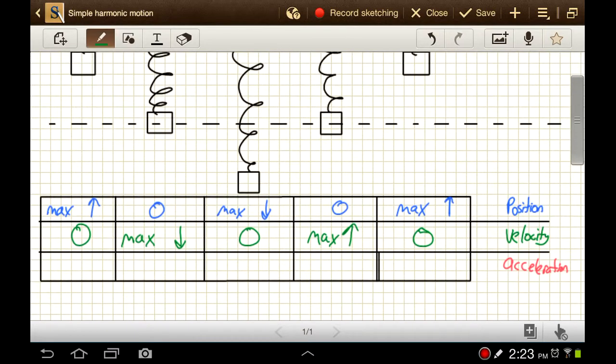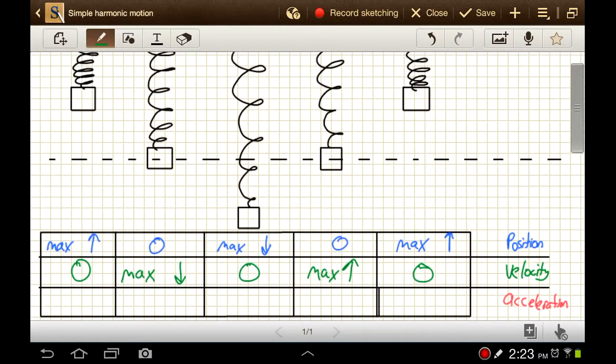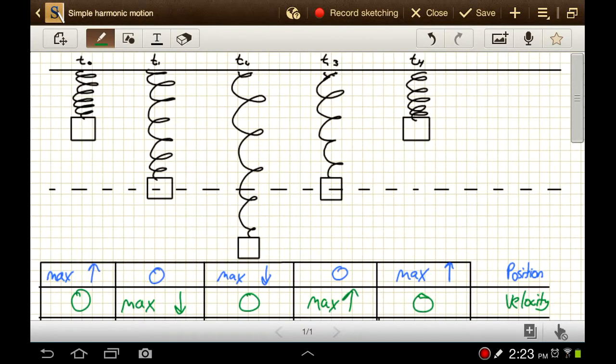So for acceleration, we're going to consider the forces that are acting, because we know that net force is equal to mass times acceleration. So if we can figure out what's the net force at each moment in time, then we can just say, okay, well, that's proportional to acceleration. So when we have the biggest net force, we'll also have the biggest acceleration. So we did this in class.